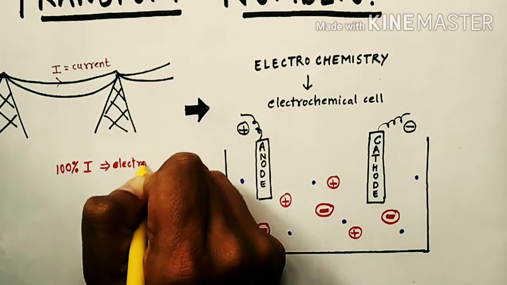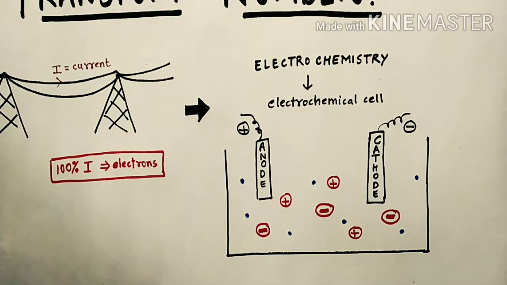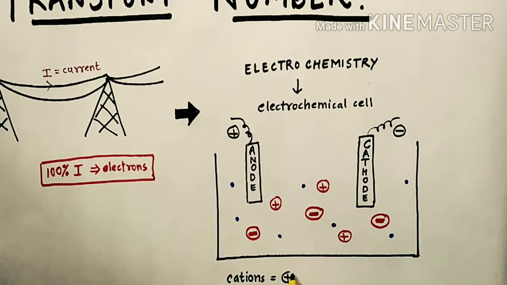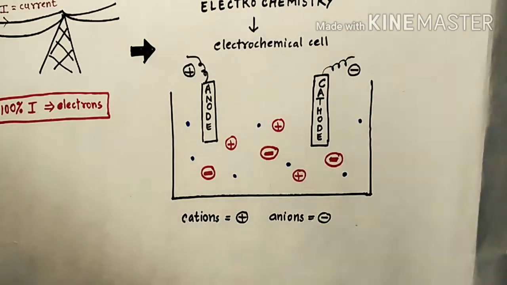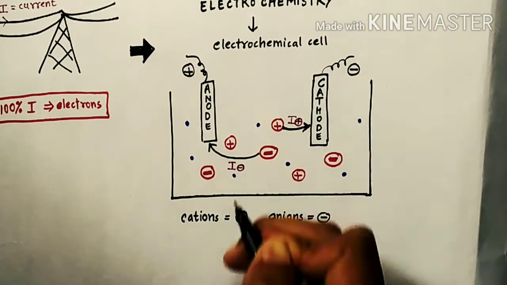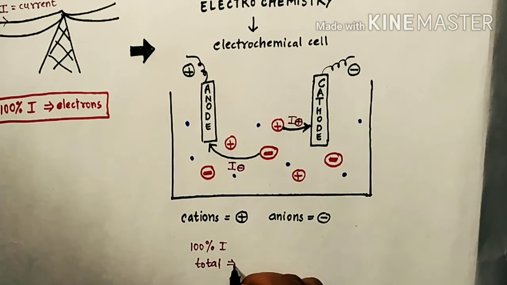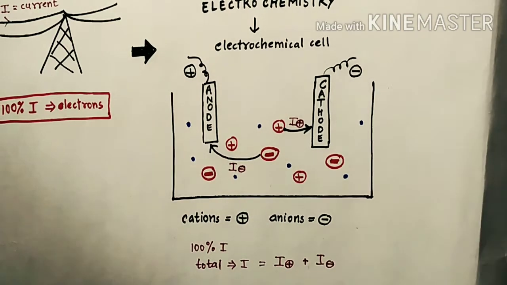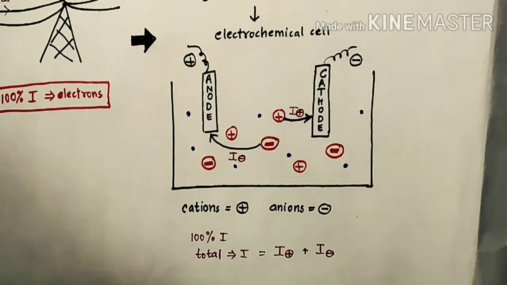In wires, 100% current is carried by electrons. But in electrochemical cell, there are two charge carrying agents, cations and anions both. There is some current due to cations moving to cathode and some current due to anions moving to anode. And the total current is the sum of both I plus and I minus.